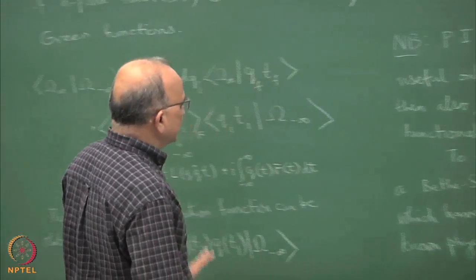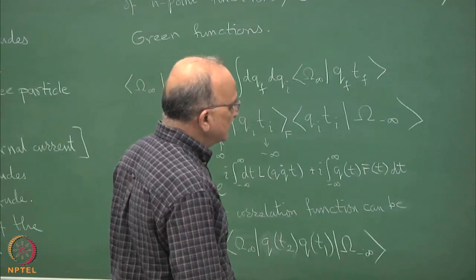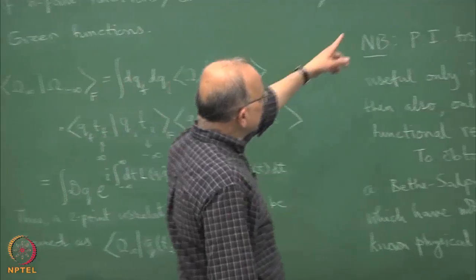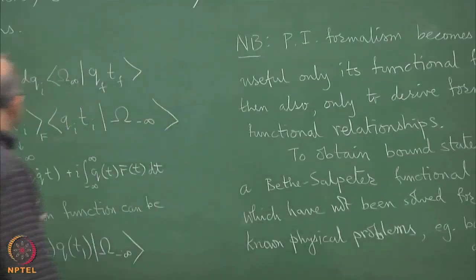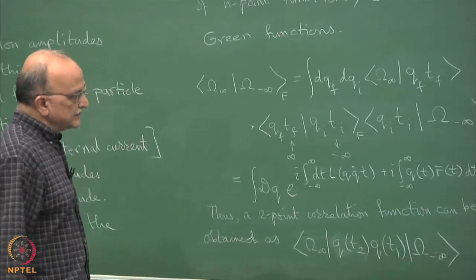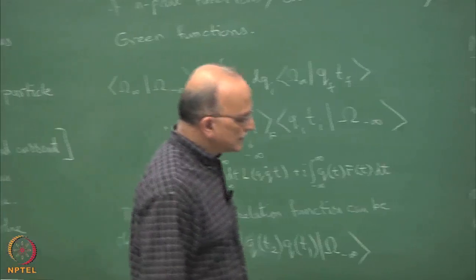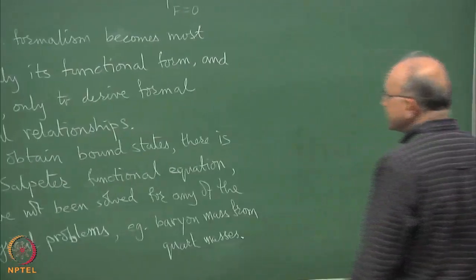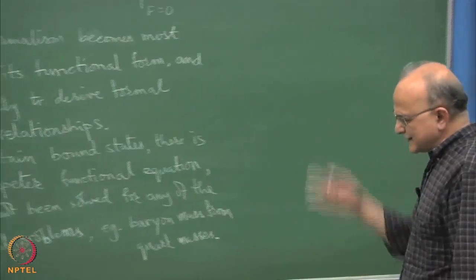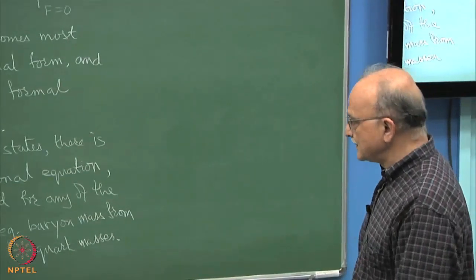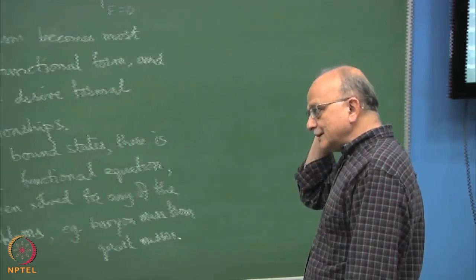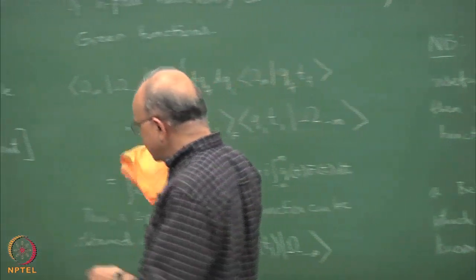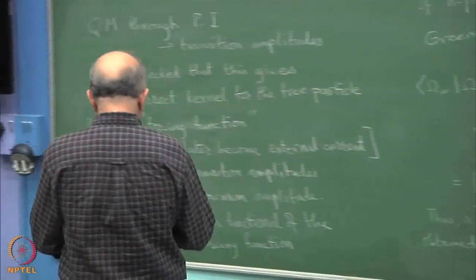So there are very few tricks available at the functional level that allow you any kind of answer, but this trick does allow you to obtain functional relationships. It's the trick of the partition function. In statistical mechanics also one uses something similar. So that is really all there is to it, but it is extremely powerful for the purpose for which we are going to use it.